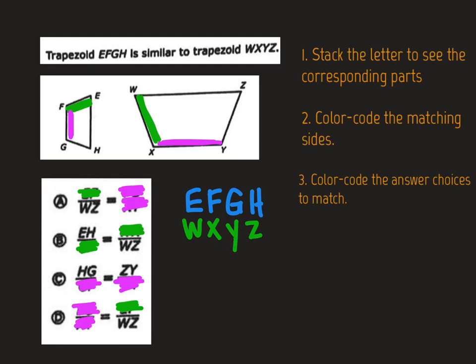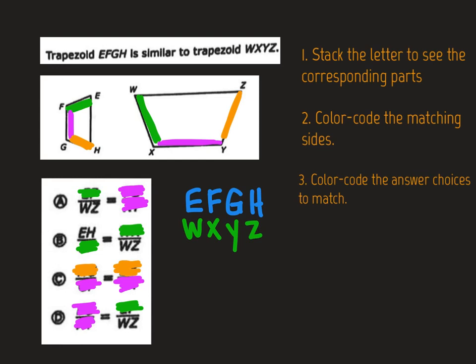Okay, I'm going to look at the last 2 letters, GH and YZ. Pick a third color, GH and YZ. I'm going to go down and color code those the same. So GH, I see one, and then ZY, I see one of those.